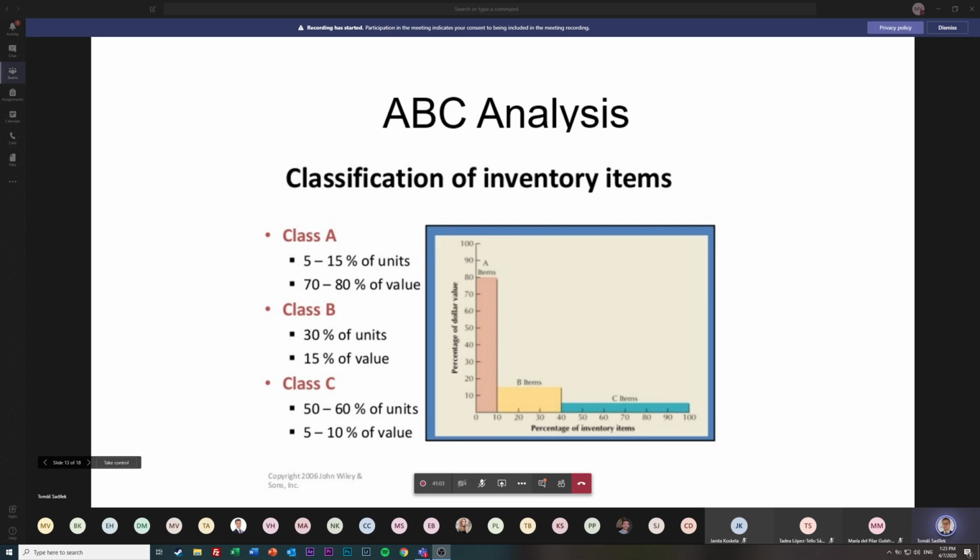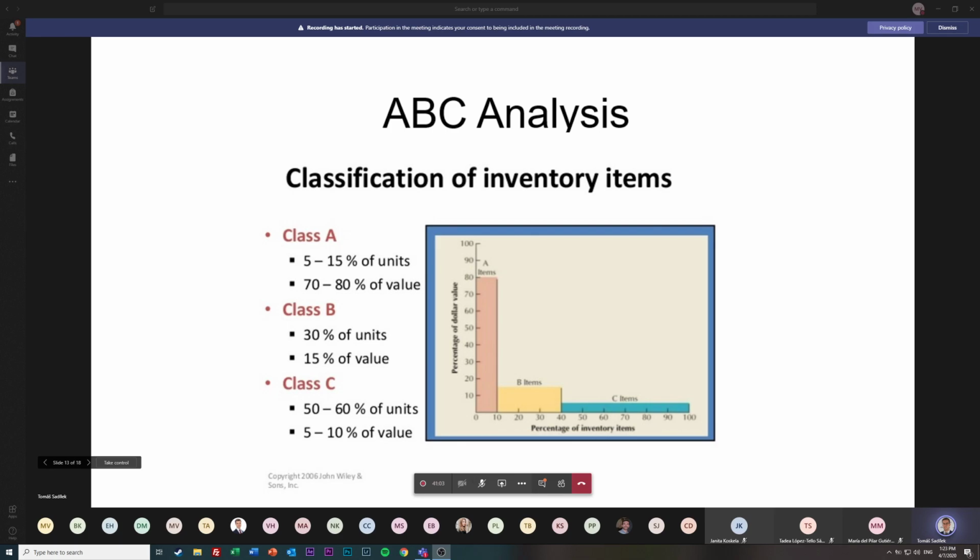Janita is asking whether class C is like indirect overheads. It's not exactly the example, even if we do the classification for costs. No, the C items don't have to be the overheads. They could be directly connected with A and B items, but we are just tracking their share of the value.